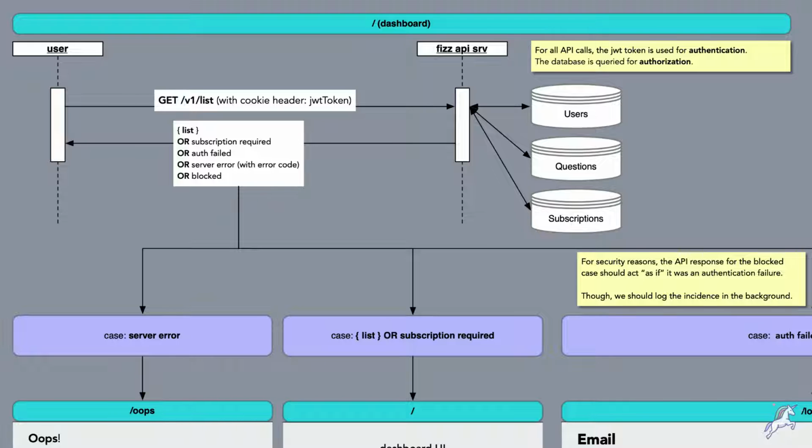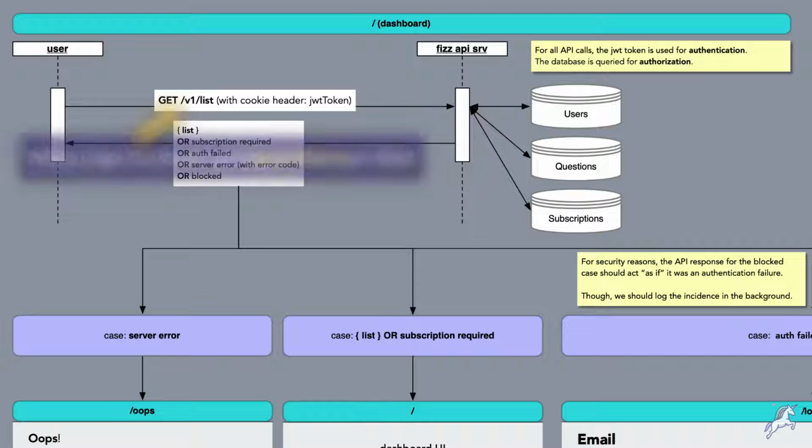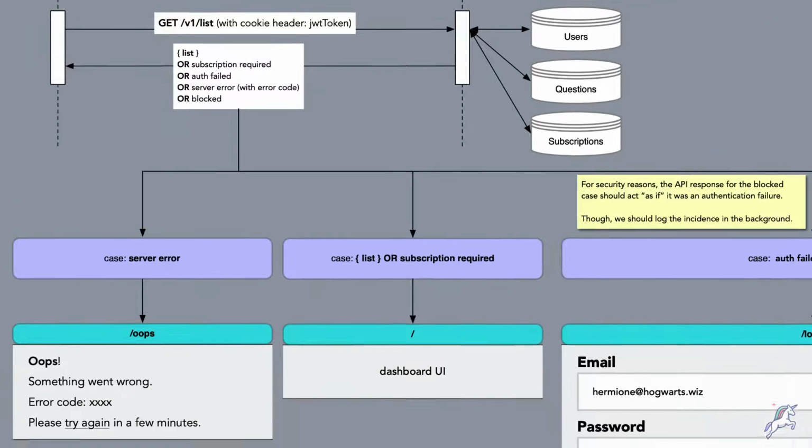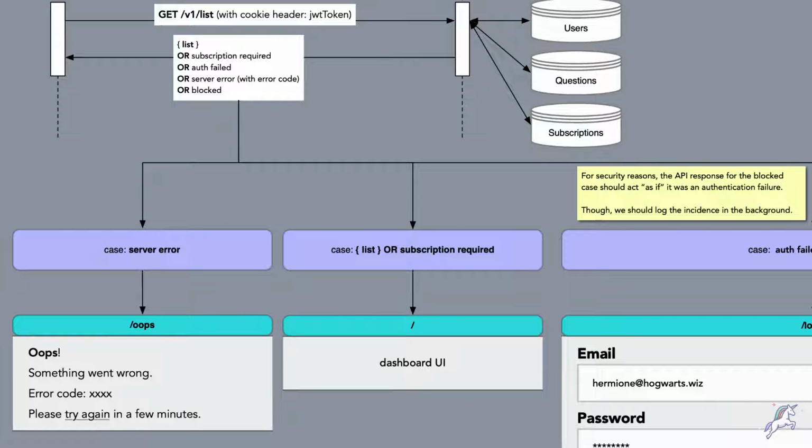When the user queries the server by doing an HTTP GET request to API FizzBuzz Pro /questions/v1/list, there might be several things that can occur. We may have a server error, in which case, when we get an error from the API, we are going to render a warning message on the UI and tell the user to try again later.